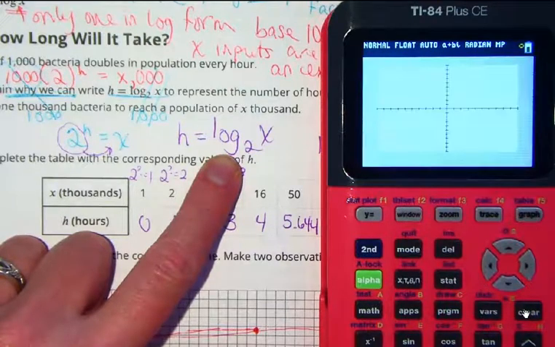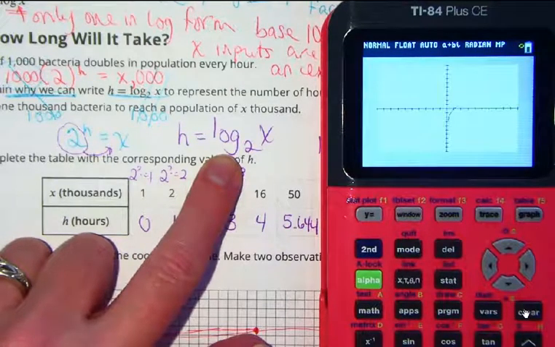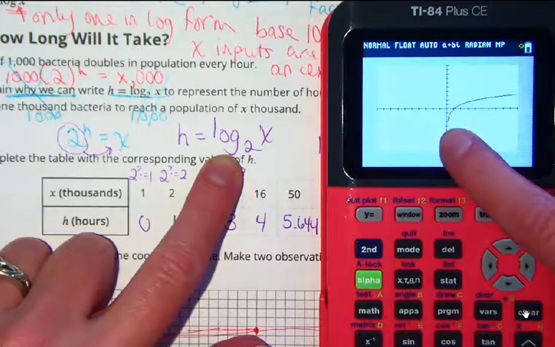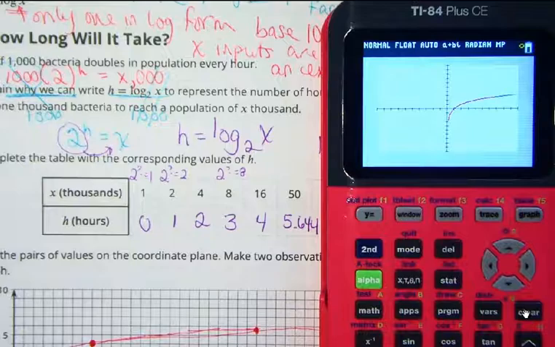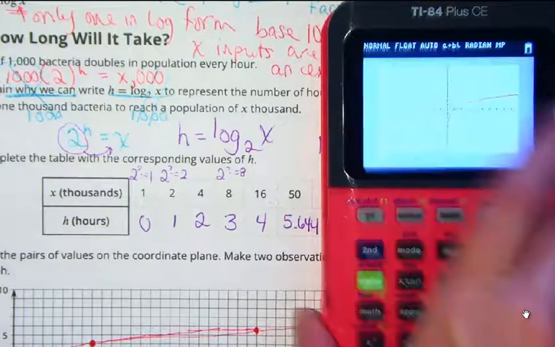So I'm going to zoom 6 so I can see a 10 by 10. And there's that curvy graph that we're seeing. And in fact, it does go below the x-axis. So nice to see that.